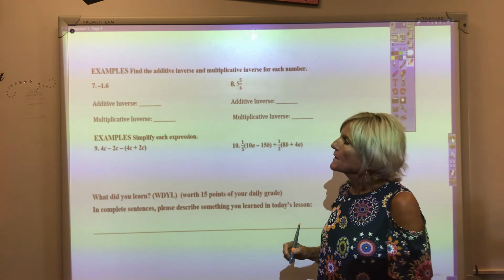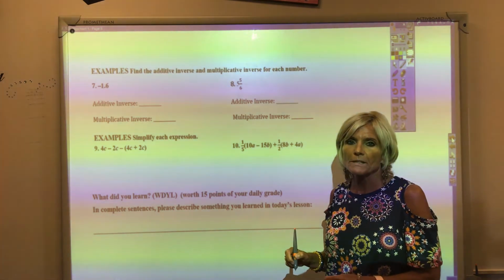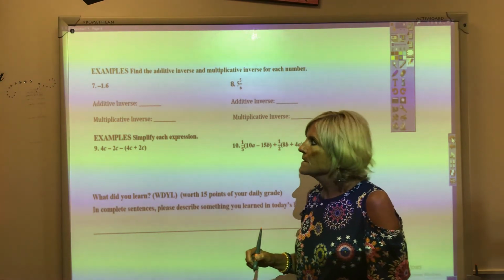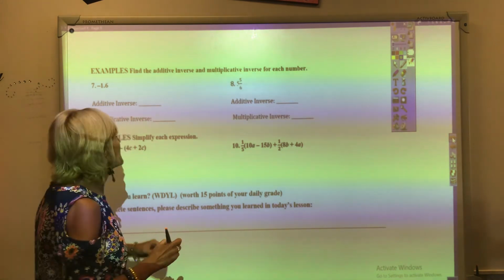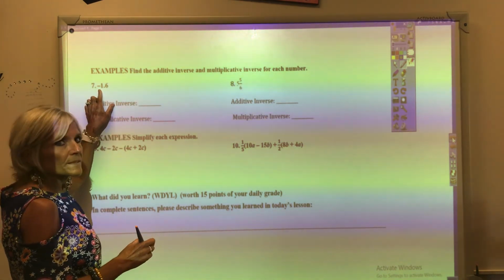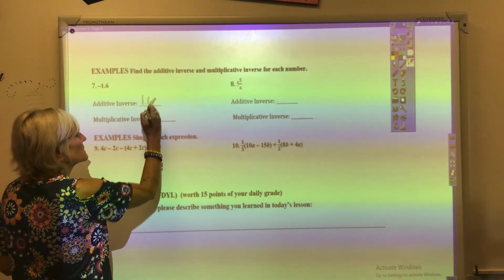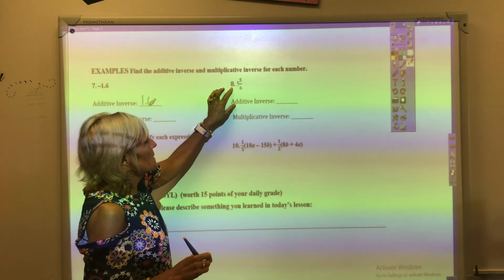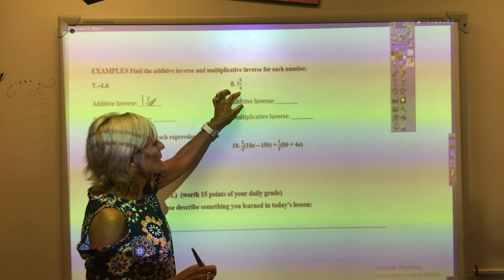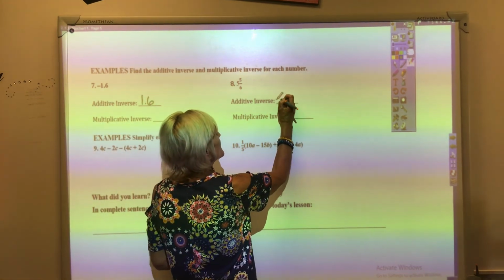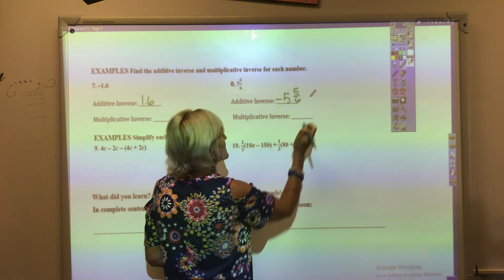Okay, now we're going to work with inverses, additive inverses and multiplicative inverses. The additive inverse is easy. All you do is change the sign. So negative 1.6, its additive inverse is 1.6. On number 8, 5 and 5/6 has an additive inverse of negative 5 and 5/6.